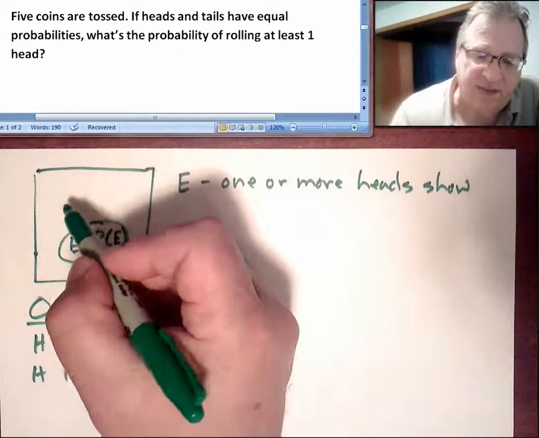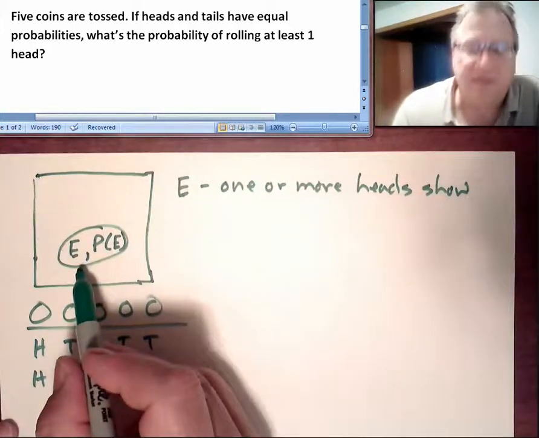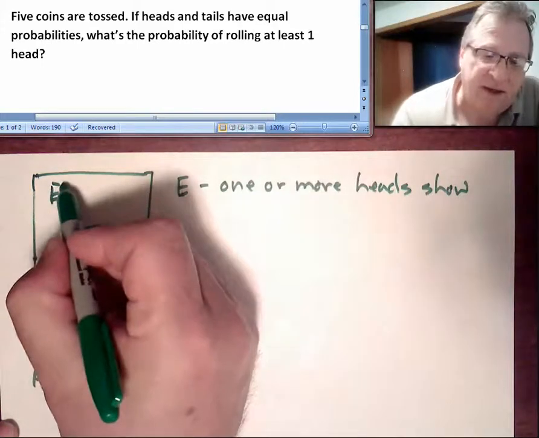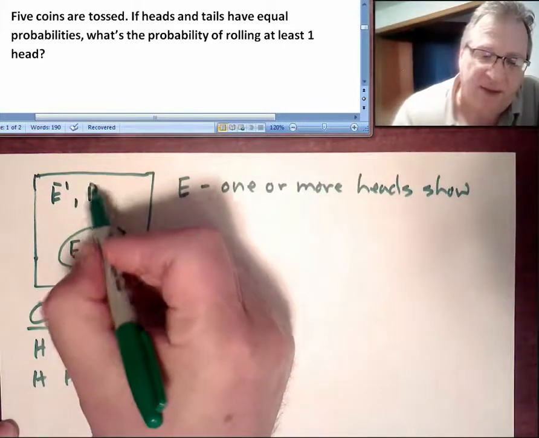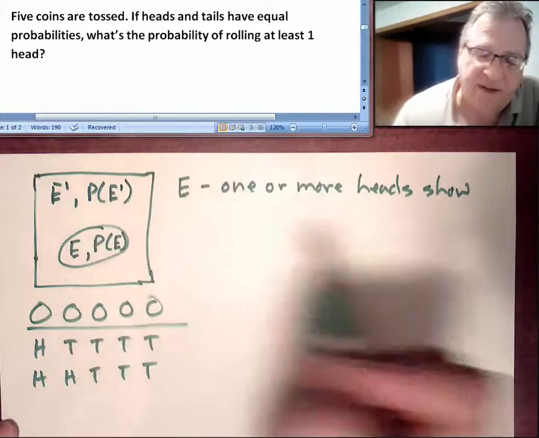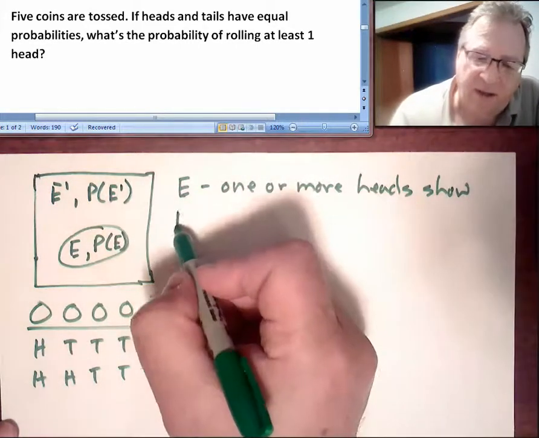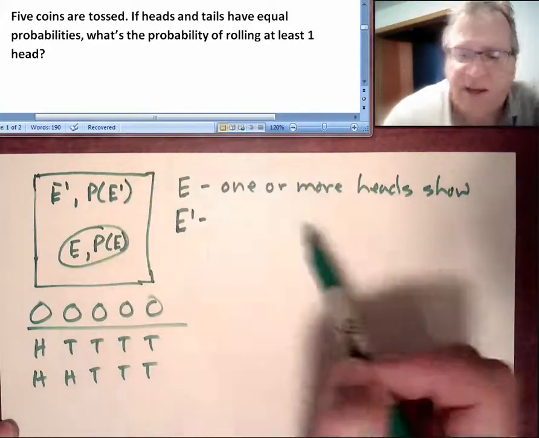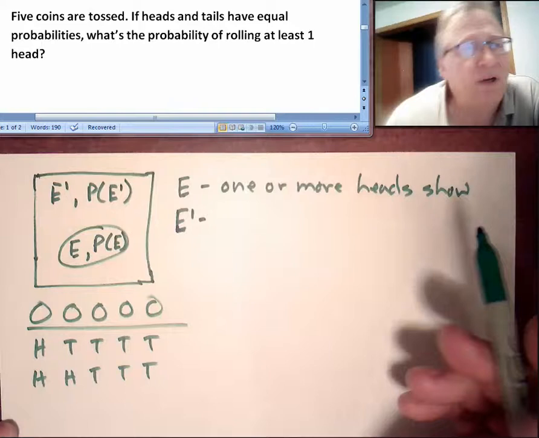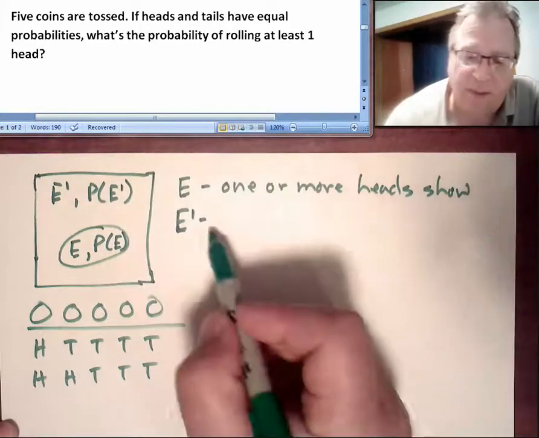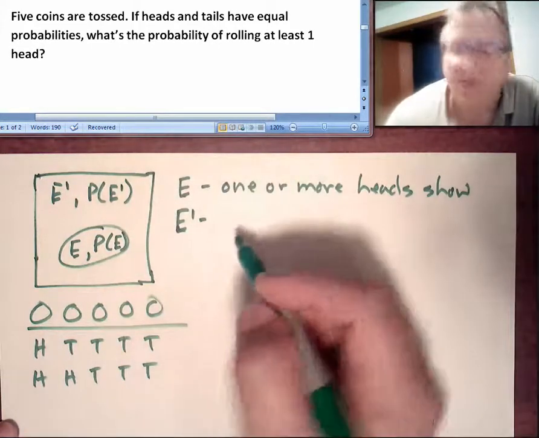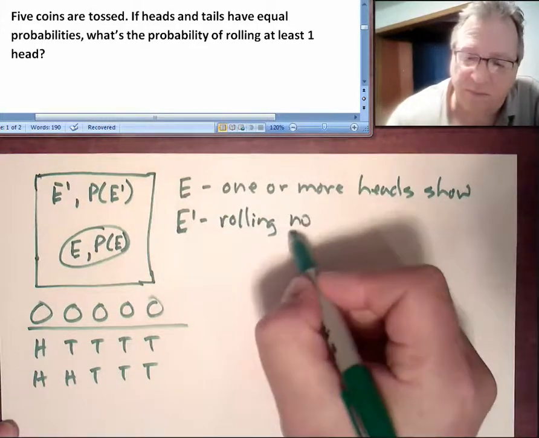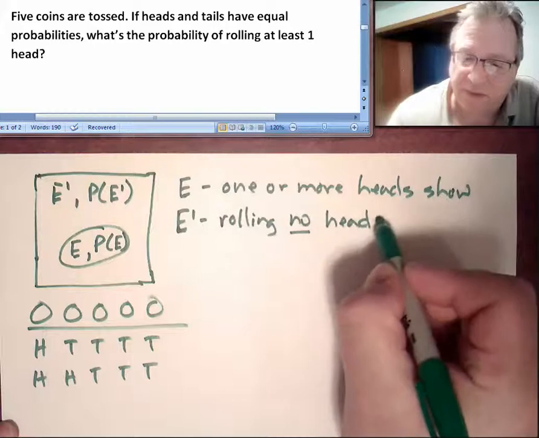Out here in the sample space, everything but event E is called the complement of event E. We're going to call it E prime, and it has a probability associated with it as well. And let's define this E prime, the complement of event E. Well, in event E, we rolled at least 1 head. 1 head, 2 heads, 3 heads, 4 heads, 5 heads. What's the alternative to that? It's rolling 0 heads. We're going to roll some heads.